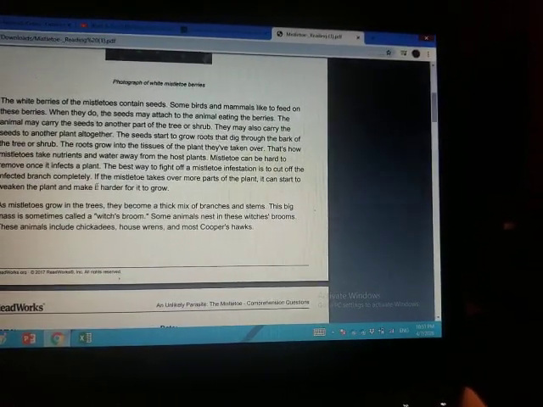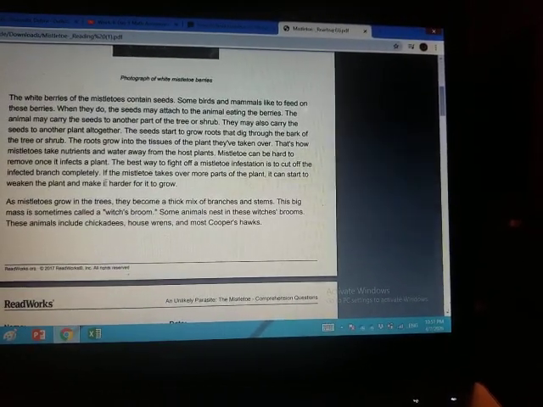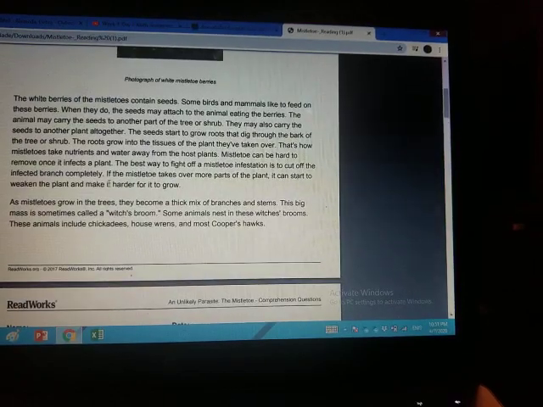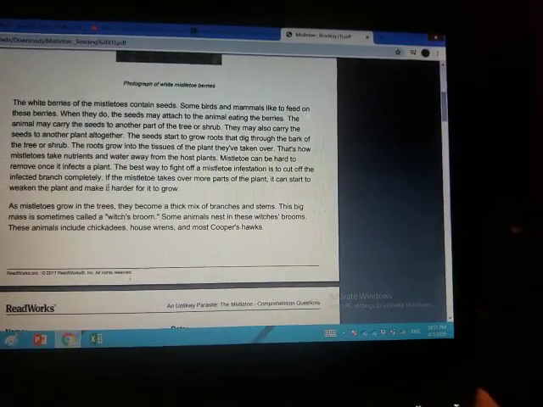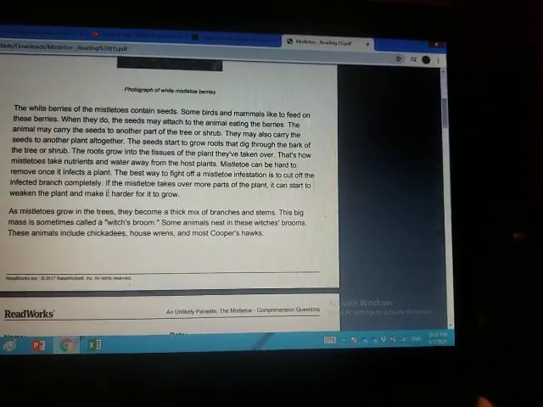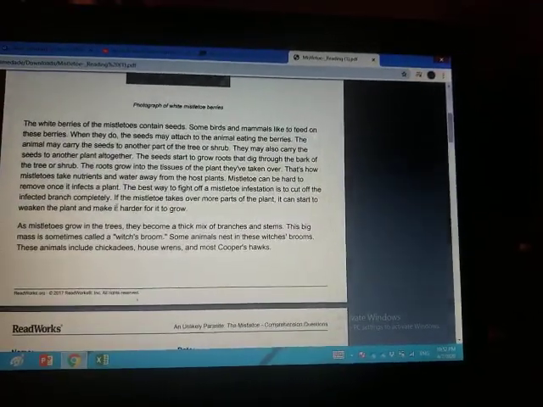Mistletoe can be hard to remove once it infects a plant. The best way to fight off a mistletoe infestation is to cut off the infected branch completely. If the mistletoe takes over more parts of the plant, it can start to weaken the plant and make it harder for it to grow. As mistletoes grow in the trees, they become a thick mix of branches and stems. This big mass is sometimes called a witch's broom. Some animals nest in these witch's brooms. These animals include chickadees, house wrens, and Cooper's hawks.